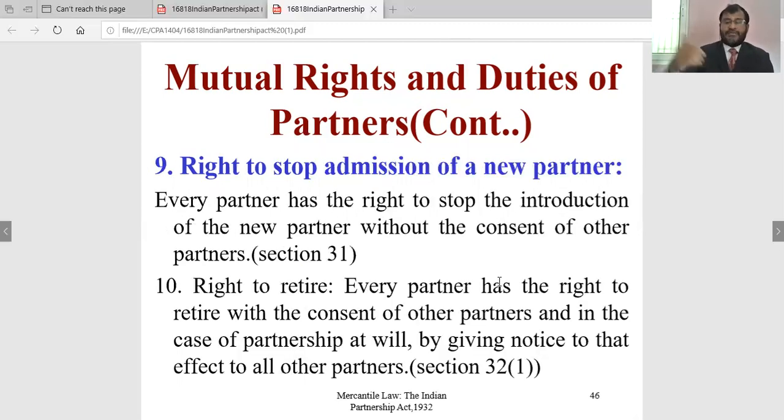Right to stop admission of a new partner. Every partner has the right to stop introduction of a new partner without the consent of other partners. And also the right to retire. Every partner has a right to retire with the consent of other partners, and in case of partnership at will, by giving a notice to the effect to all the partners. Section 32 of the Indian Partnership Act.